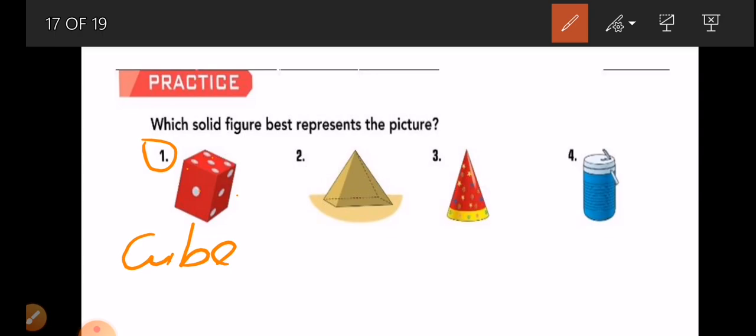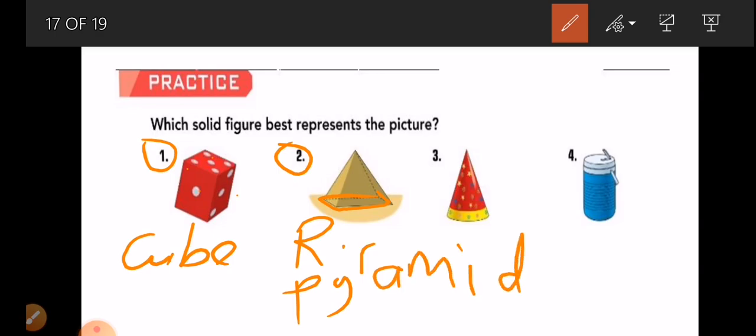Okay, this one appears like a pyramid, but which one of the pyramids? Watch the base. The base is what? Rectangle, so it's a rectangular pyramid. According to the base, I will tell the name of my pyramid. Number three, it's a cone, like the birthday hat and the cone of the ice cream. Then number four, it's a cylinder, like the Pepsi can or any can you have at home.